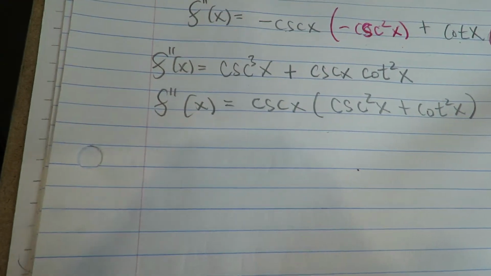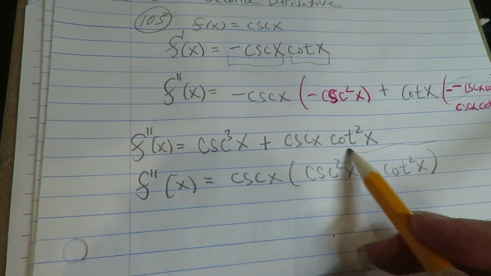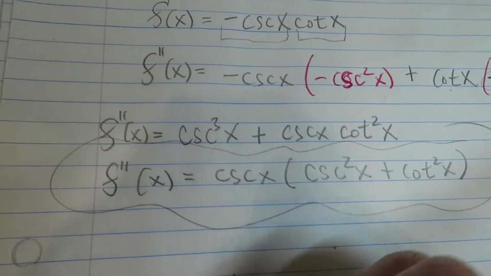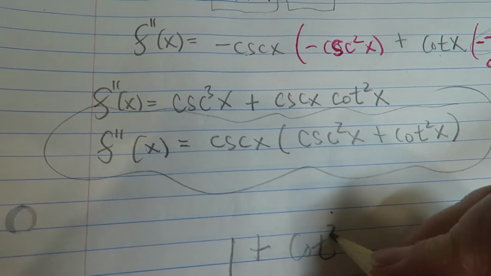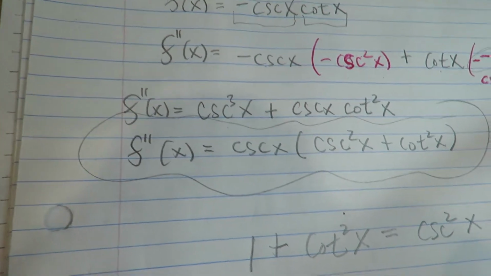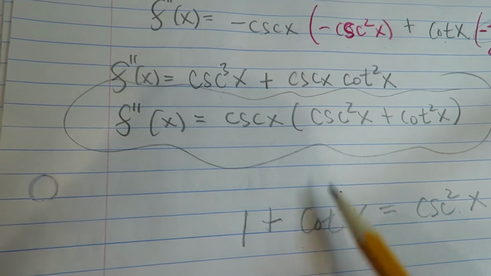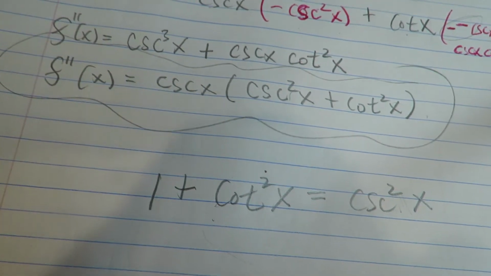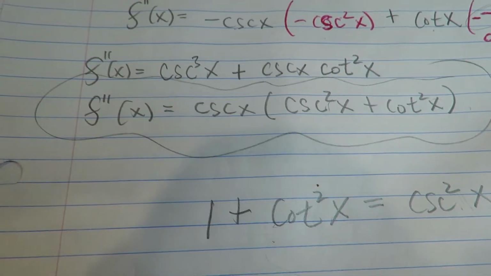Some people will start using identities. There is a Pythagorean identity for this. I'm going to leave this here, but some people will start fiddling with that. You can replace this with this, or vice versa. You can move the 1 over here. There's lots of ways you can fiddle with this.